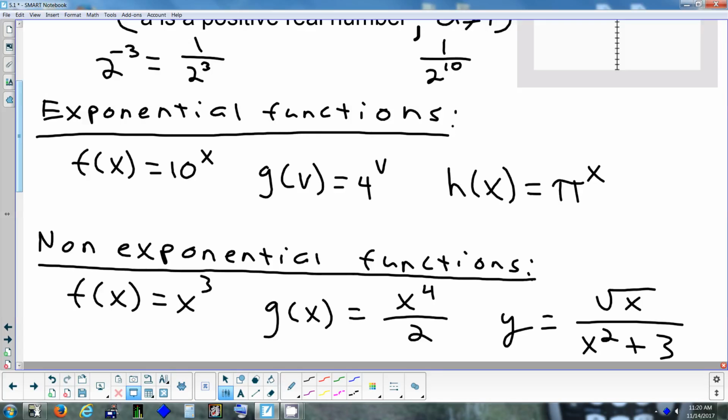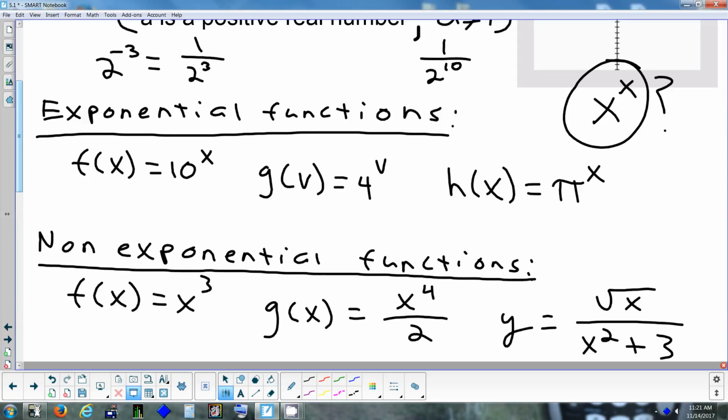Okay. Does anybody have a question like, well, what if I had this, like this to this? Would that be exponential or not exponential? How about if I had x to the x? Would that be exponential or not? Well, does it have a variable as an exponent? Yes. What's the base? X. We don't know what the base is.